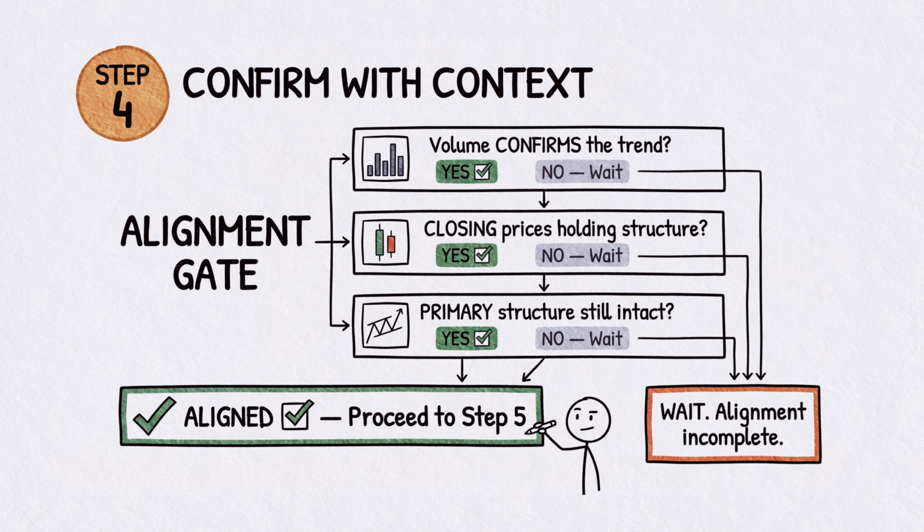Step 4. Confirm with context. Does volume support the trend? Are closing prices holding? Has the primary structure broken? If the answer is volume confirms, closes hold, structure intact, you have alignment. If any of those fail, wait.